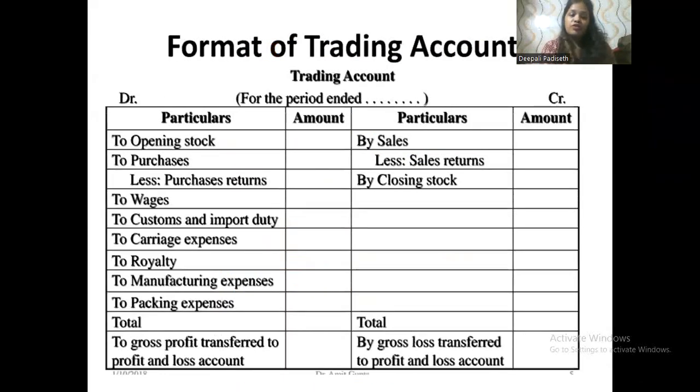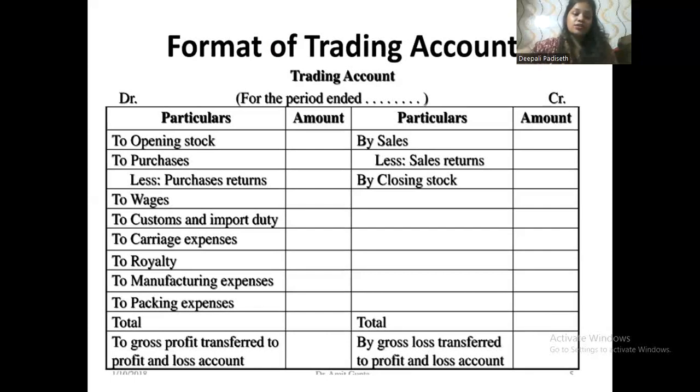So this is the format of trading account. We can see the particulars on left side and right side. Left side is the debit part, right side is the credit part. We can see the opening stock, which refers to the goods left unsold at the beginning. Means the goods which we have not sold while beginning the current account, that is the opening stock.